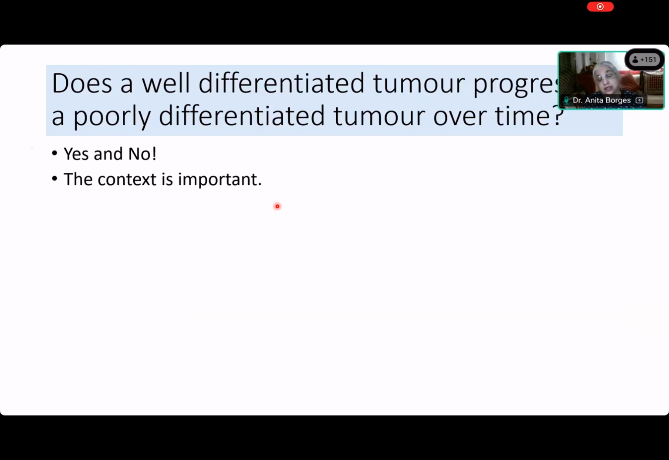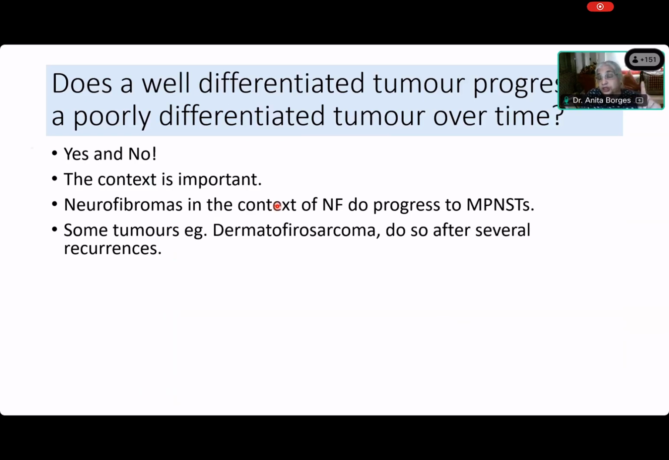And the context is very important. So please remember this. If I sit with a breast carcinoma, which is a well differentiated tubular carcinoma, and I sit on it for years, will it turn into a poorly differentiated grade 3 carcinoma? The answer is no. But the context is important. See, neurofibromas in the context of neurofibromatosis (NF) do progress to MPNSTs. This is because of the milieu that is there. Because there is a mutation in these patients, which is the NF mutation, and they do progress.